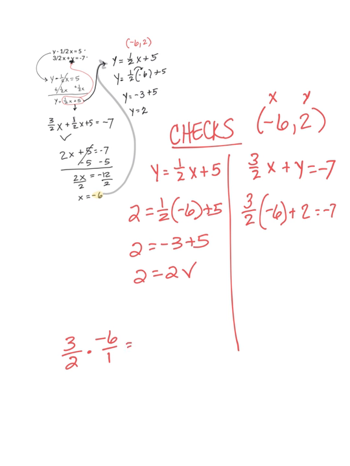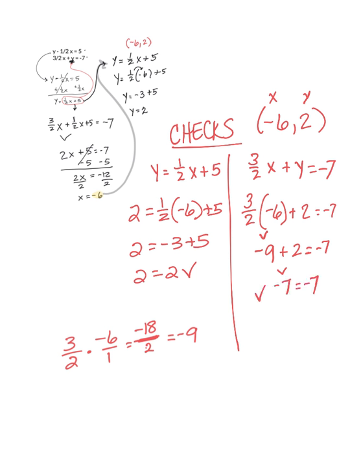Remember when we multiply fractions, we just multiply across. So 3 times negative 6 is negative 18. 2 times 1 is 2. Our fraction bar tells us to divide. Negative 18 divided by 2 is negative 9. So this whole thing gave me negative 9 plus 2 equals negative 7. It works! Negative 7 equals negative 7.